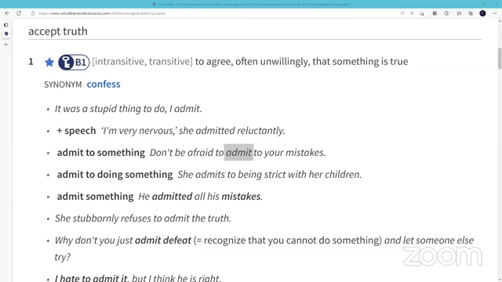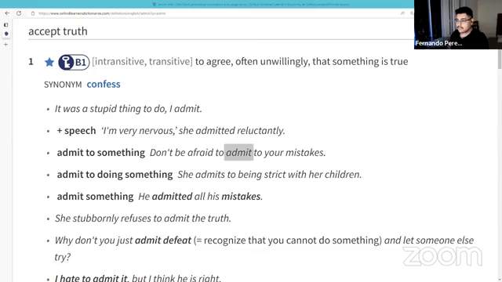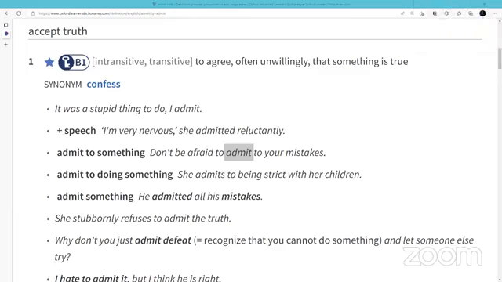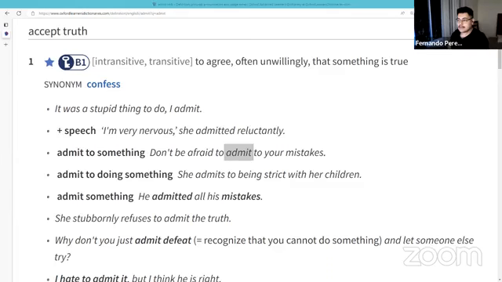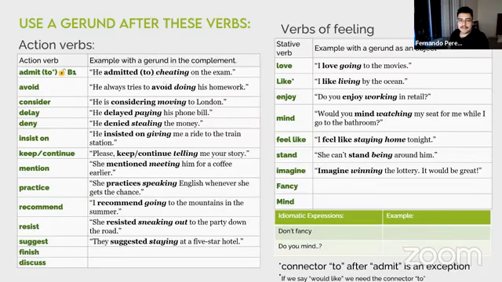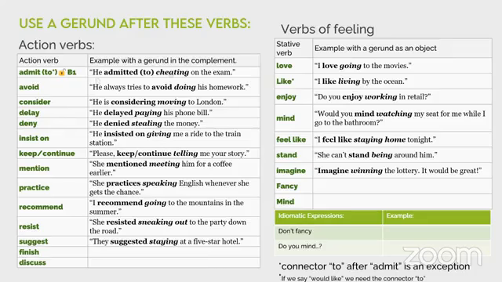I admit, I admit the mistake. No, that mistake. Interesting. I admit that mistake. Okay, but you are not using an ing. You know, check this example. Read this.